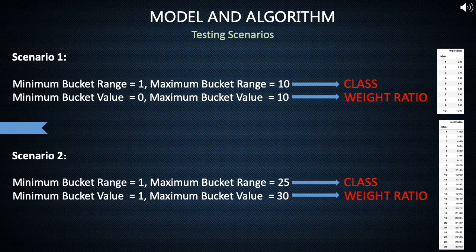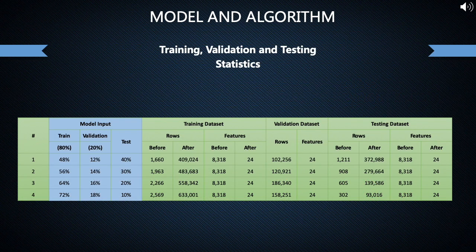Let's have a look at some of the testing scenarios and the model's results. The first scenario provided the model with 10 classes to choose from, and the weight ratios for each class was decided to be between 0 and 10, as can be seen in the images on the right. The second scenario provided the model with 25 classes, and the weight ratios for each class was decided to be between 1 and 30. This table shows the combination of data that we've used for both the scenarios.